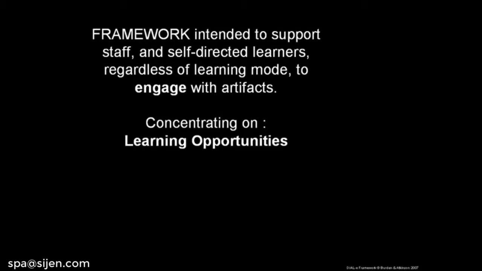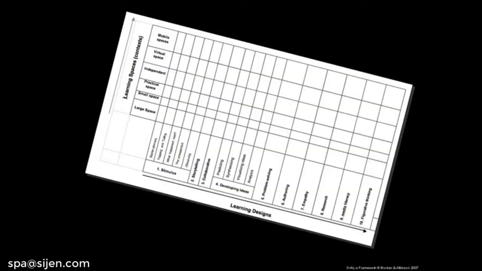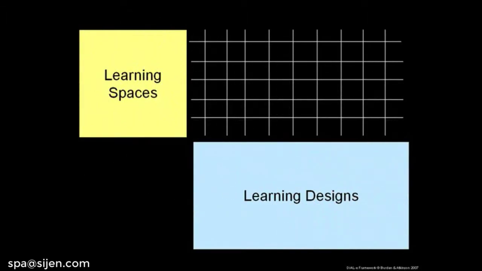We focused very much on the learning opportunities afforded by these artifacts rather than on any aspect of the technology or the digital nature of artifacts themselves. We've been developing this as a matrix in workshops using a paper-based tool such as the one illustrated here, and you can see that we have a matrix that consists of two axes: learning spaces and specific learning designs.